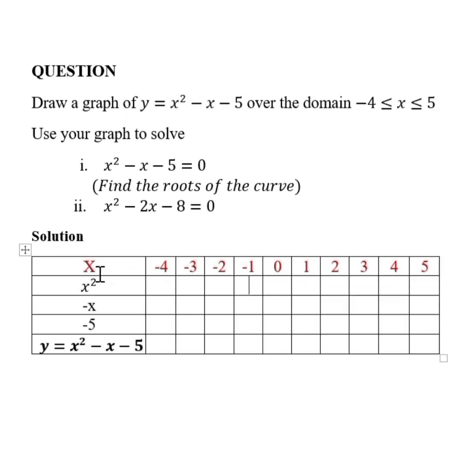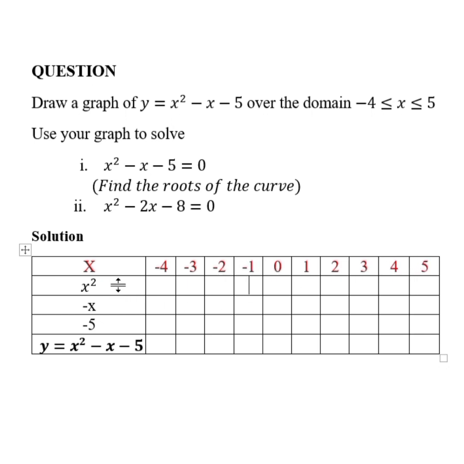Now, the first row consists of the values of x, which we have gotten from the range that we are supposed to draw the graph over. And we are supposed to draw from -4 up to 5. So that's why I have -4, -3, -2, -1, up to 5.